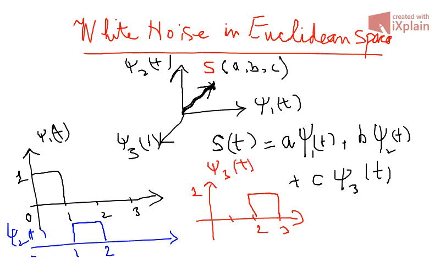Now I can represent s of t. What actually is s of t? It is the scaled version of psi 1 of t plus the scaled version of psi 2 of t and the scaled version of psi 3 of t, and these scaling factors are given by the a, b, c coordinates. So if you have these scalars available, you can just add these signals and construct your s of t. This is what we did earlier.